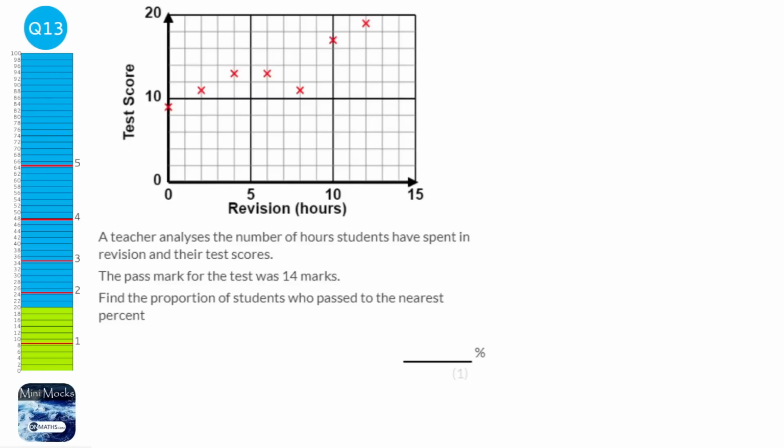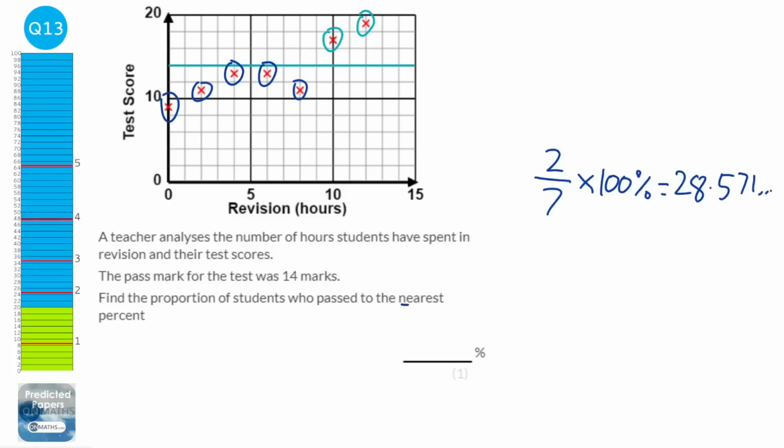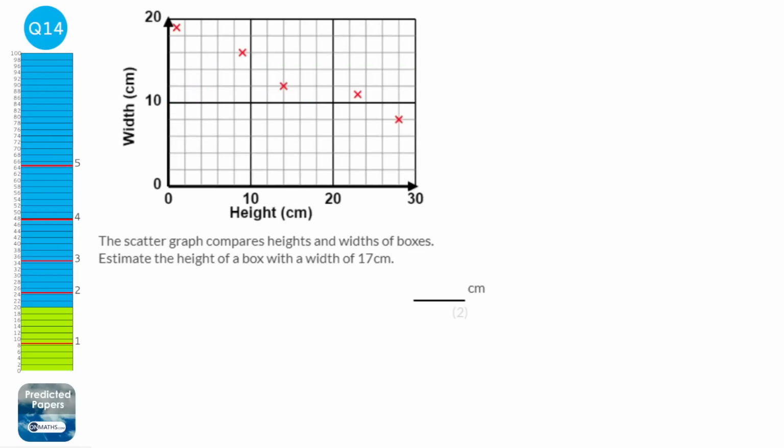So the pass mark for the test is here, and we can see that there are 2 students who passed the test. So it's 2 students out of 2, 3, 4, 5, 6, 7 in total, and we want this as a percentage, so we're going to times it by 100%. So we do 2 over 7 times 100, and that gives us 28.571 and so on, and it says it wants it to the nearest percent, so that will be 29%.